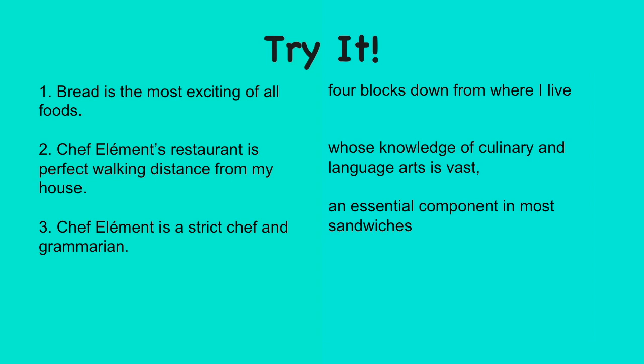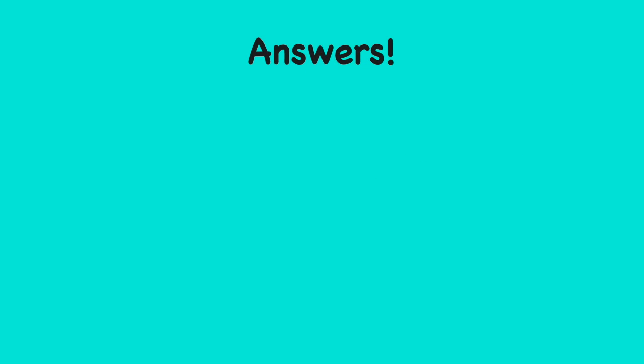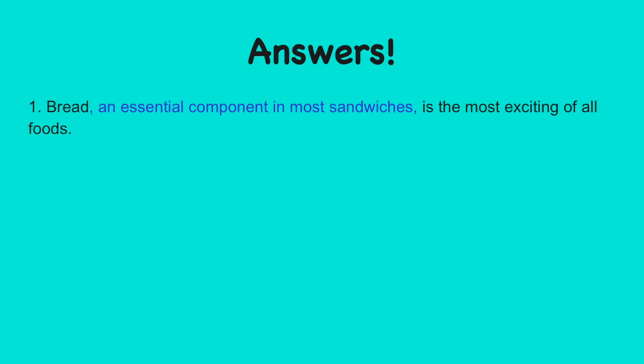You may have noticed that structurally, almost any of these non-restrictive elements can be added to any of the sentences, though the results may come out a little silly. For example, to say, "Bread, 4 blocks down from where I live, is the most exciting of all foods" may be grammatically correct, but it doesn't actually make sense realistically. These are the correct answers.